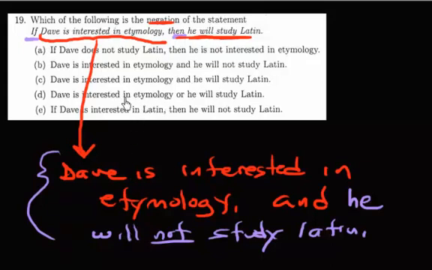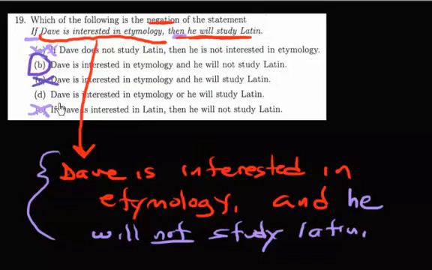So let's take a look at what we have here. Now, the negation of an if is not an if. So A is gone, and so is E. So Dave is interested in entomology, and he will not study Latin. So far B looks promising. Dave is interested in entomology, and he will study Latin.